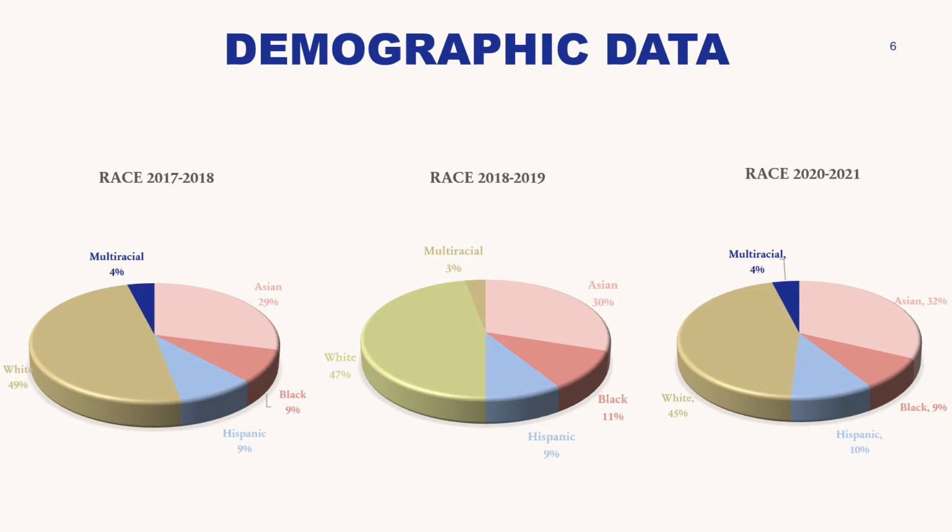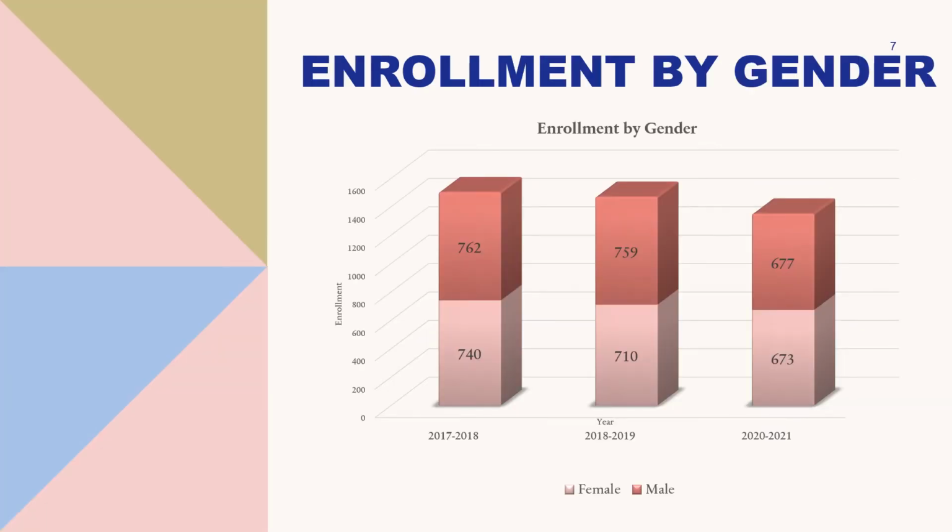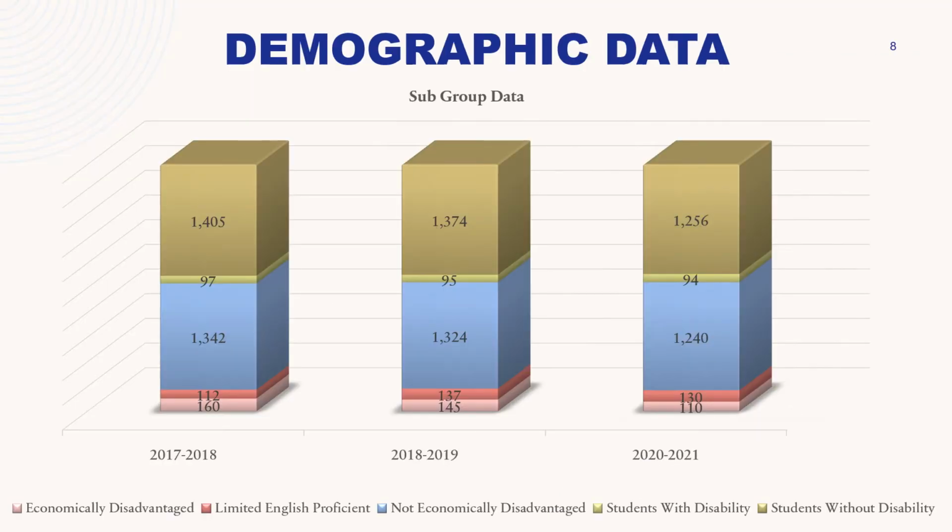So here specifically, we're looking at the breakdown of race categories at Autry Mill. You notice we are primarily white, but we do have a high Asian population as well, which has increased over the last few years. Here is the breakdown by gender. We're pretty evenly split when it comes to gender. You can definitely see the decrease in enrollment here in our numbers, but we are split pretty evenly male versus female.